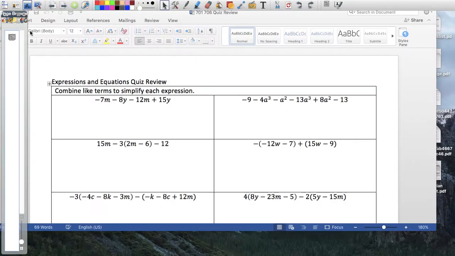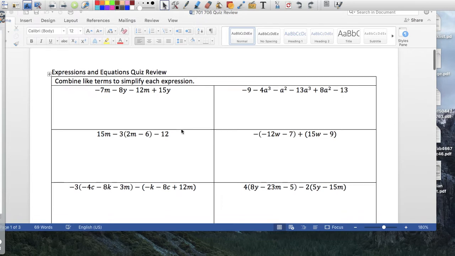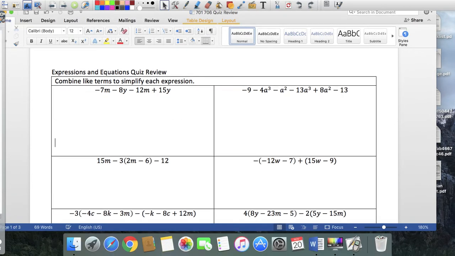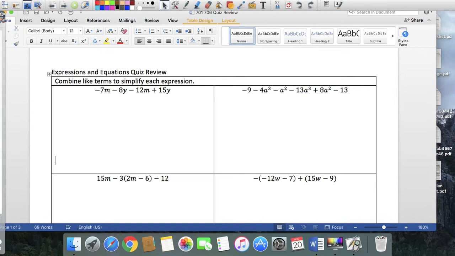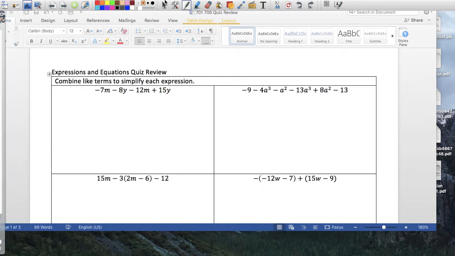701, 706 review sheet. And so we've done all these things. So I'm just hoping you can refresh your minds a little bit. So the first one is combine like terms, four forwards. So I will take the long way and I will arrange them so that the like terms are next to each other.